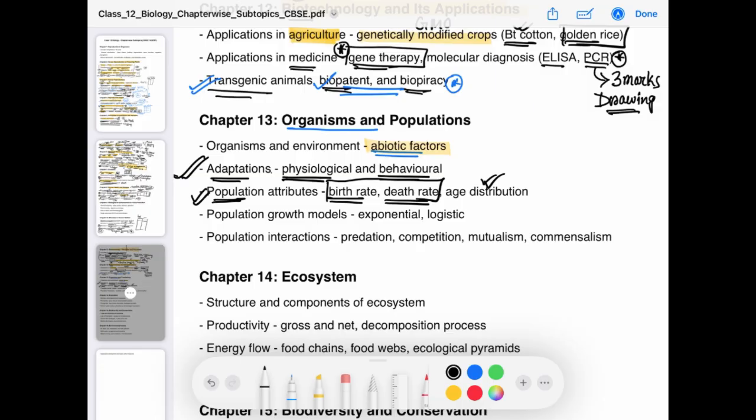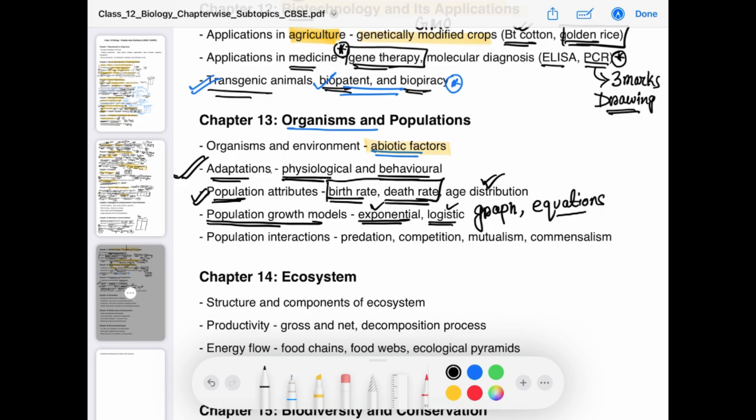Then there is the population growth model, exponential model and logistic model. So you have to read about these 2 models and you have to draw the graph. And you have to know the equations.